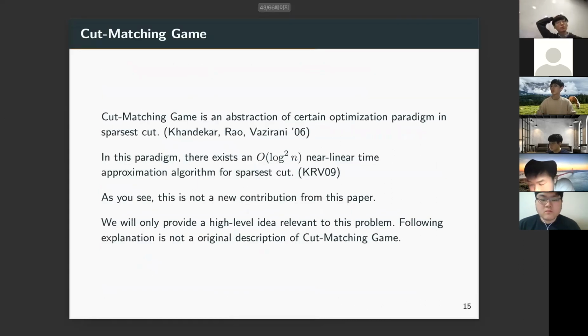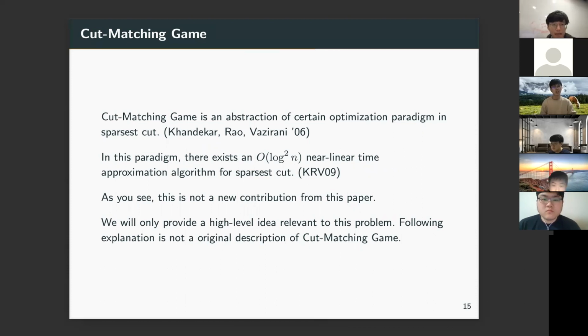So yeah, we have two sub problems that are not resolved. One is the cut matching game, and the other is the trimming step. The cut matching game is the abstraction of a certain optimization paradigm in sparse cuts. It is a known result, and an old result. It is not very old, but it is sort of old.